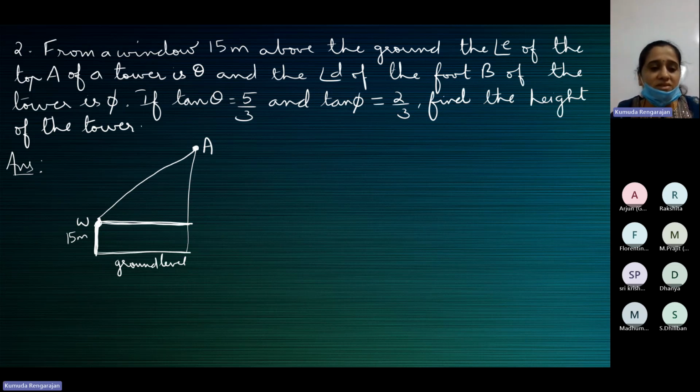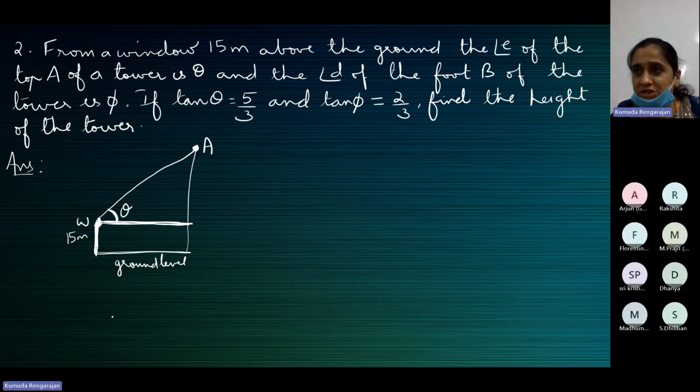So this is the line of sight. From the eye of the observer, that is through the window, to the point observed, A, is the line of sight. This is the horizontal. So this is the angle of elevation of the top of the tower. This one is the angle of elevation, which is theta.